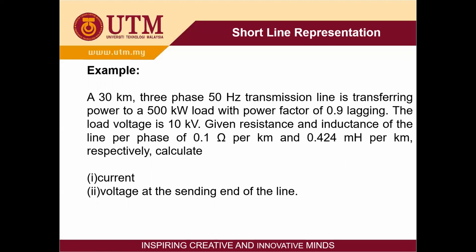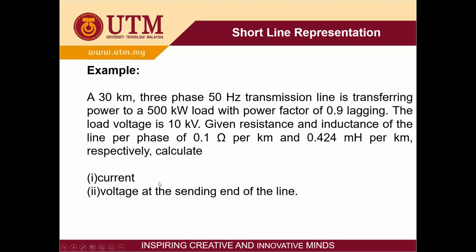Example: a 30 kilometer, 3-phase, 50 Hertz transmission line is transferring power to a 500 kilowatt load with a power factor of 0.9 lagging. The load voltage is 10 kilovolt. Given the resistance and inductance of the line per phase of 0.1 ohm per kilometer and 0.424 millihenry per kilometer, let's calculate the current and the voltage at the sending end of the line.